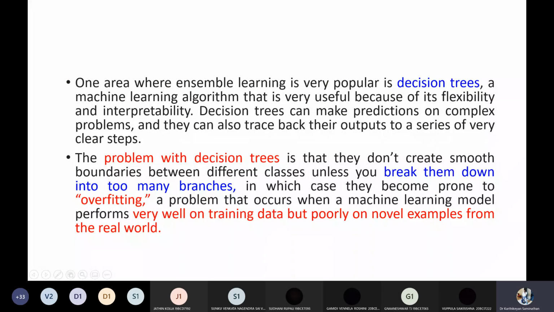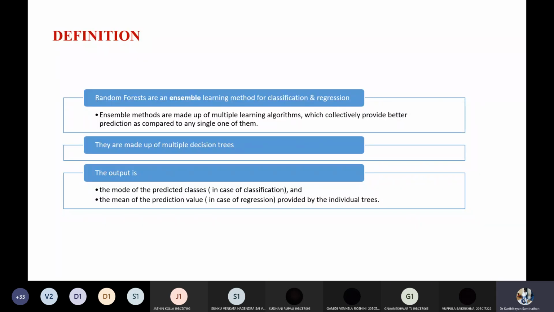One area where ensemble learning is very popular is the decision tree. The main purpose of the decision tree is to break the data into many branches. The main disadvantages of decision trees are overfitting, high bias and low variance. Wherever overfitting is happening, the model is unable to learn from the training data set, and it gives you poor responses and poor predictions. That is the main disadvantage of decision trees, and that is why we move on to the random forest.